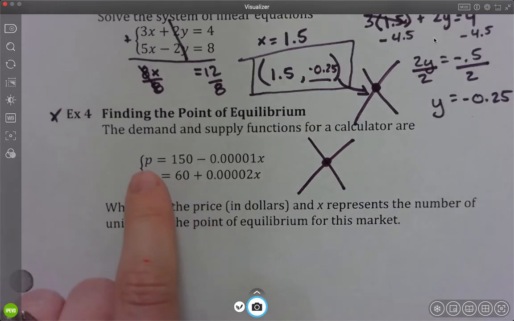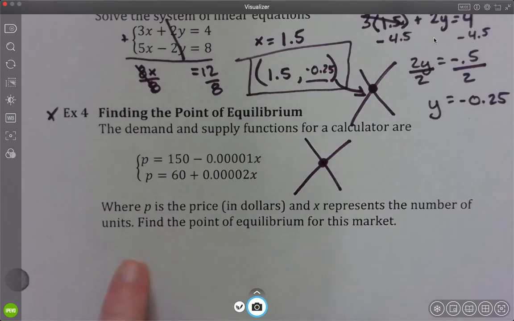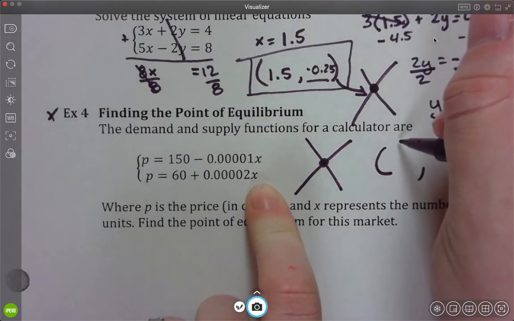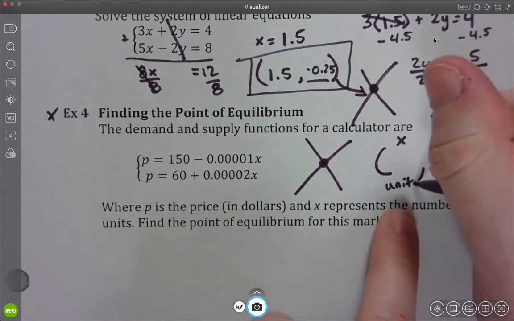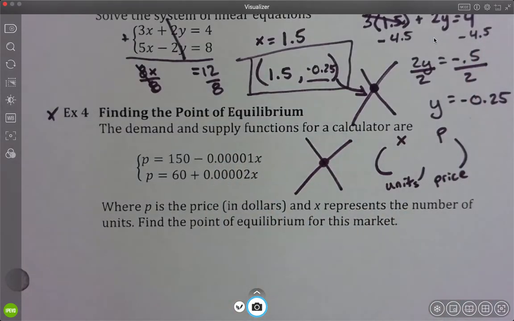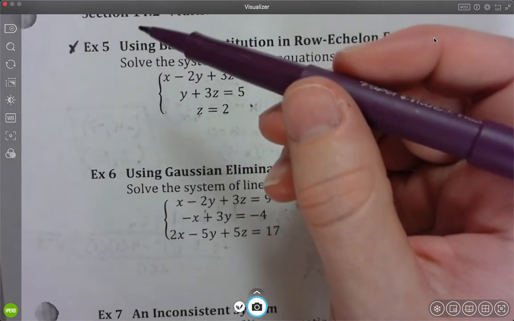Okay, so the P is going to be the price in dollars, and X is the number of units that we sell. So how many units would we need to sell? This would be X, and this would be P. How many units would we need to sell in order to have the price for both of those be the same? Okay, so what I'm going to have you do is either use substitution or elimination. It doesn't matter which one. To solve for that, and we'll have you do that.